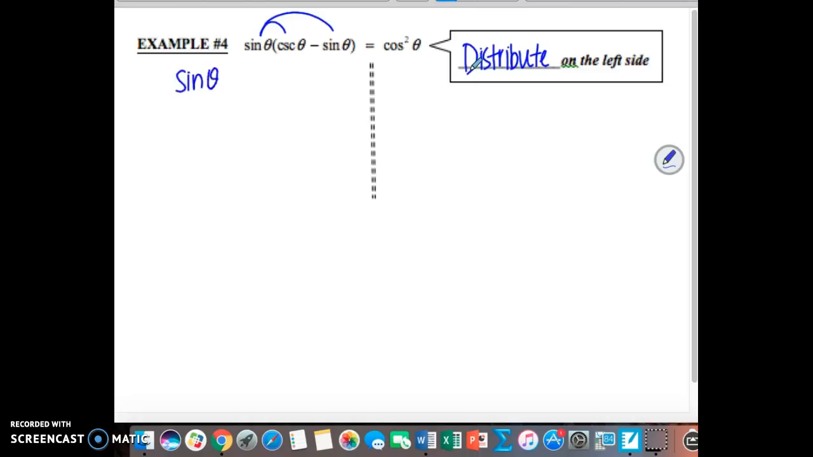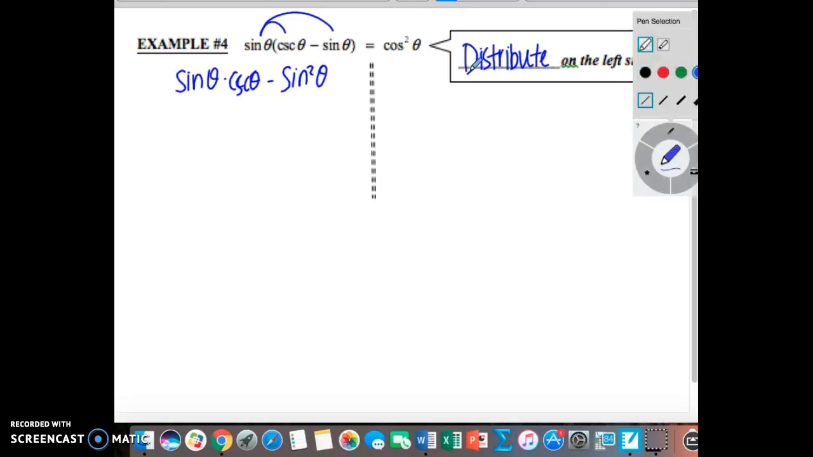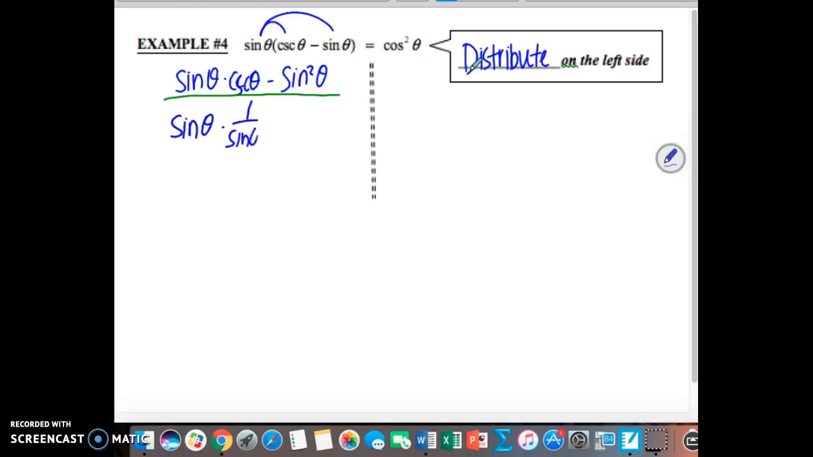sine of theta times cosecant of theta minus sine squared of theta. And we know we can rewrite cosecant of theta in terms of sine. So we will have sine of theta times 1 over sine of theta minus sine squared theta.